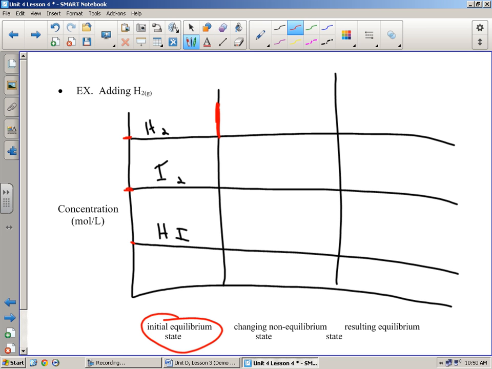But once it goes up, what does Le Chatelier's principle say? I have to use it up. So what is that going to look like as far as the resulting equilibrium? It's going to spike up some amount, and then it's going to start to get used up until it reaches equilibrium again.